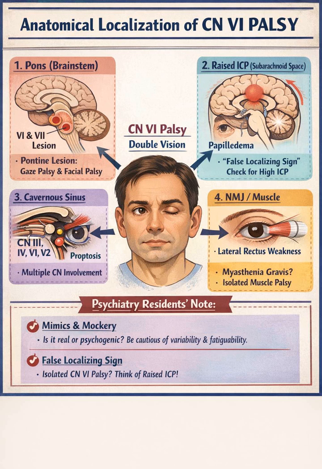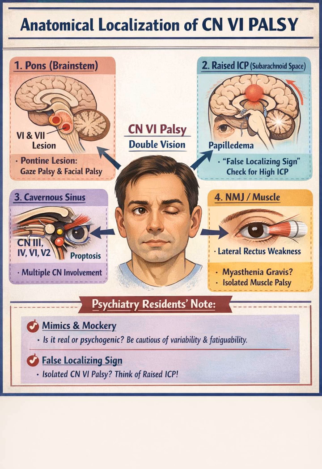If the lesion is in the cavernous sinus or superior orbital fissure, multiple structures are involved. The third, fourth, and sixth cranial nerves, along with branches of the trigeminal nerve, pass through this region. Lesions here typically produce a combination of ophthalmoplegia, sensory deficits in the ophthalmic or maxillary distribution, pain, and sometimes proptosis. The presence of multiple cranial nerve deficits strongly points to this anatomical location.